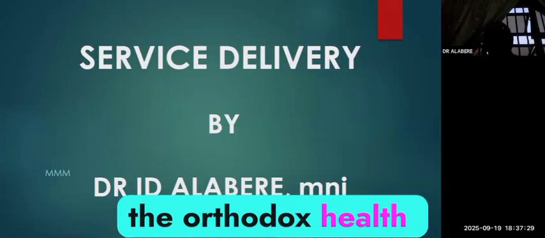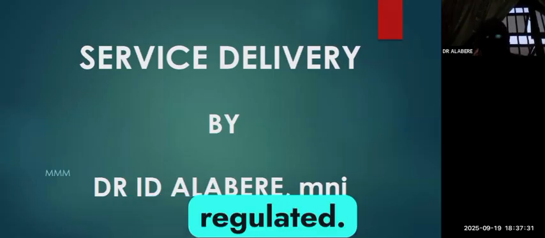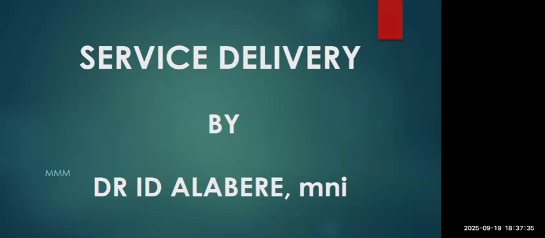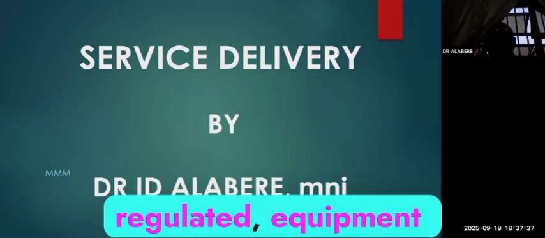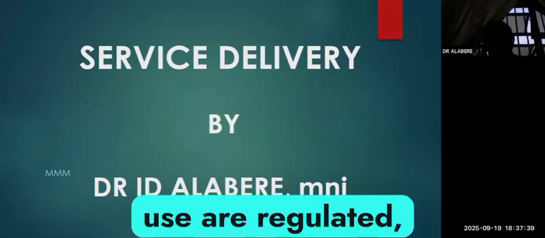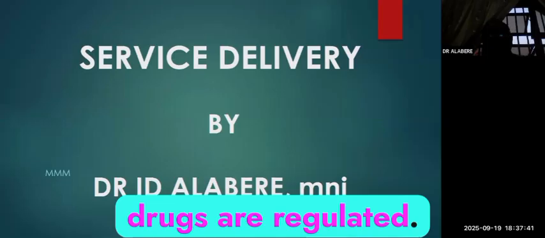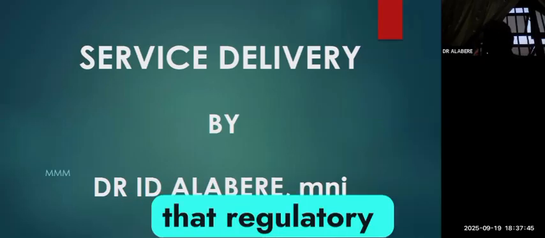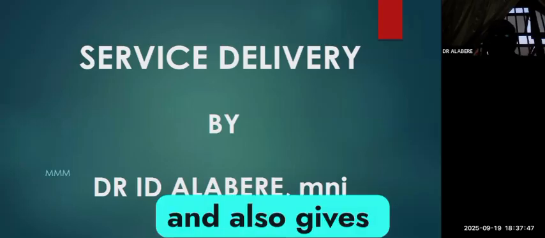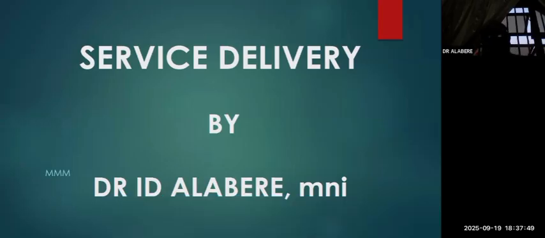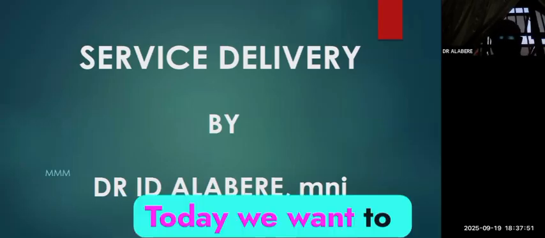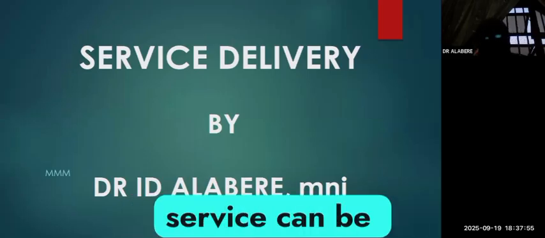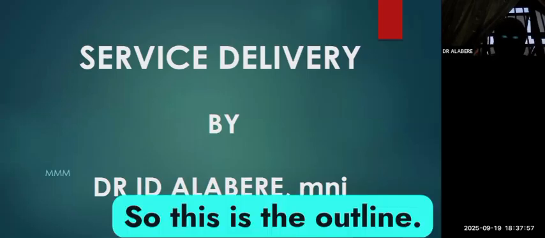The health system, the orthodox health system, is highly regulated. Training institutions are regulated, practices are regulated, equipment use are regulated, drugs are regulated. So leadership and governance provide that regulatory framework and also gives direction for services to be delivered. Today, we want to look at service delivery, the different forms service can be delivered.